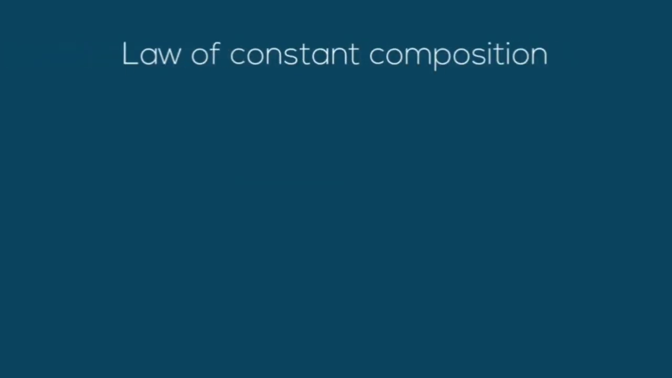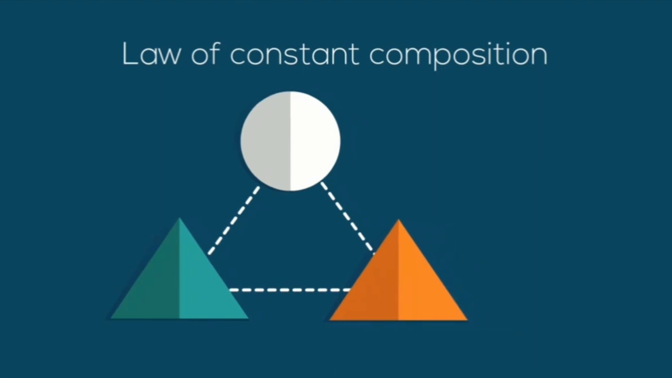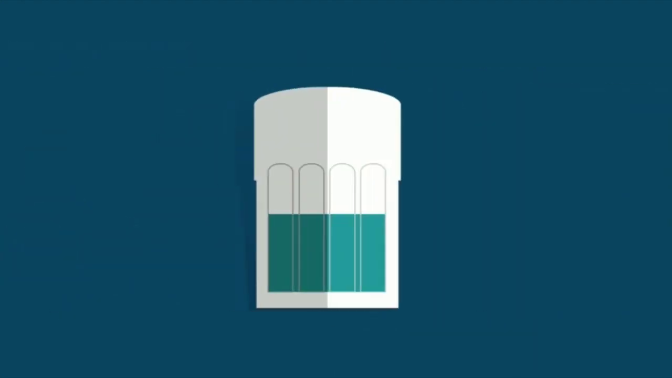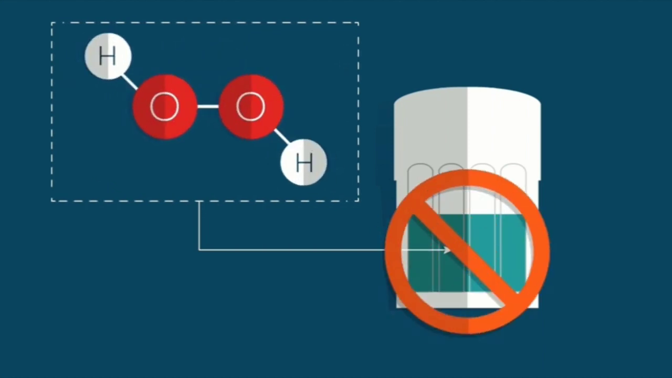The law of constant composition states that in a given chemical compound, all samples are made up of the same elements combined in the same proportions. Let's use water as an example to make this clearer. One thing is true for all water molecules. They are made up of 2 hydrogen and 1 oxygen atoms. In other words, a compound that is made up of different elements or in different proportions cannot be water.